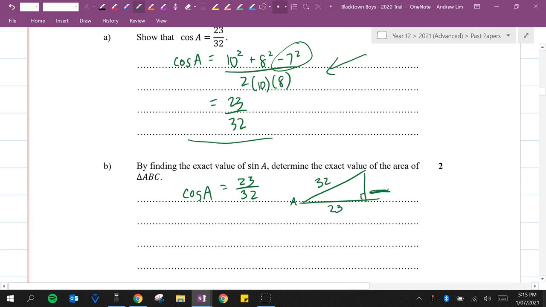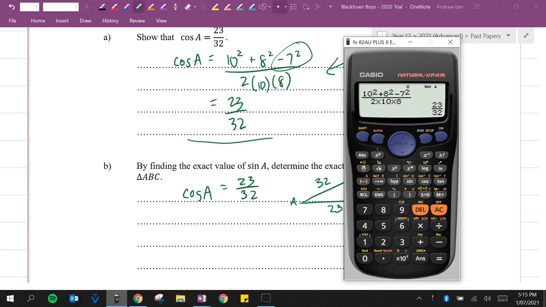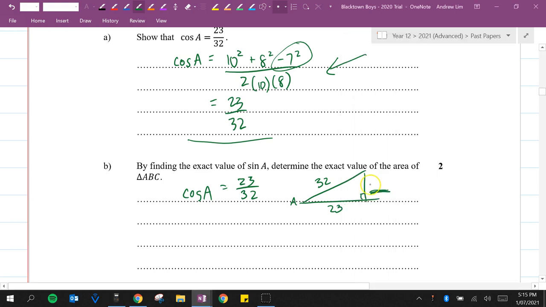Well, that means that we should have everything we need to work out this side and therefore what sine A is. So that's equal to the square root of 32 squared minus 23 squared. Okay, so that's not a nice easy number, so it's equal to root 495. So therefore, sine A has to equal opposite over hypotenuse.